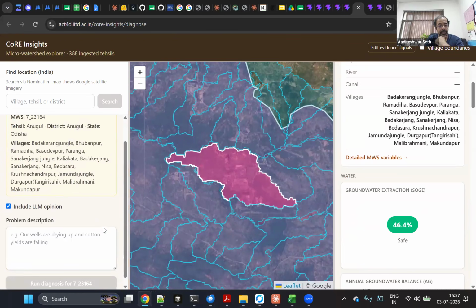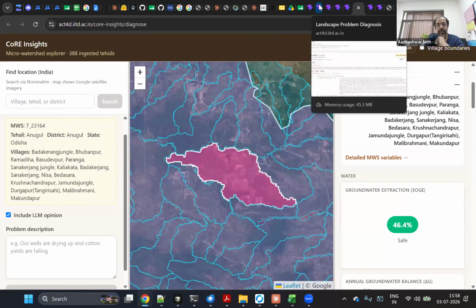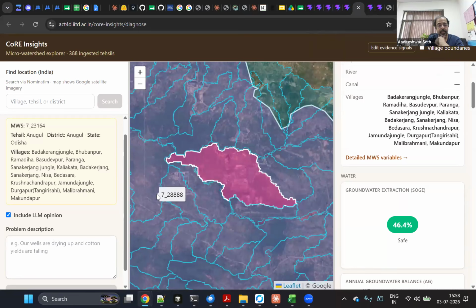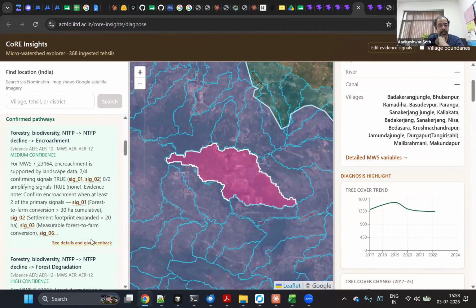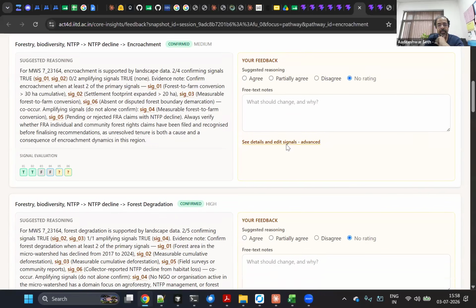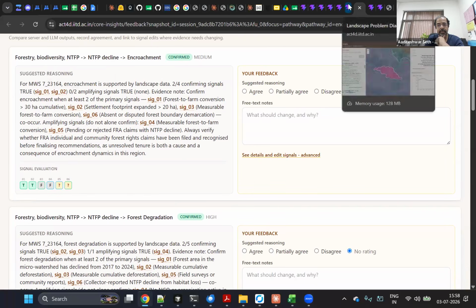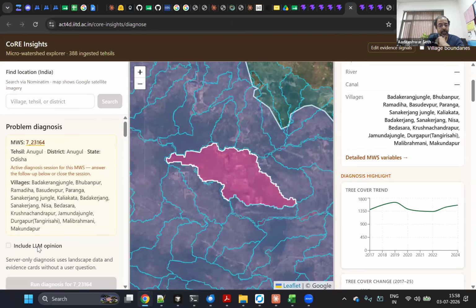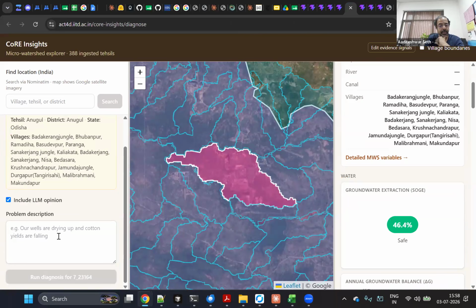Right now, if you say, I want an LLM opinion, there's another small detail we can see. Actually, let's do this first. If you run the diagnosis and you open this, this is the analysis you're seeing from the server. But if you want to include an opinion from the LLM, you'll have to close it and ask, what stresses are playing out in this area, let's say.